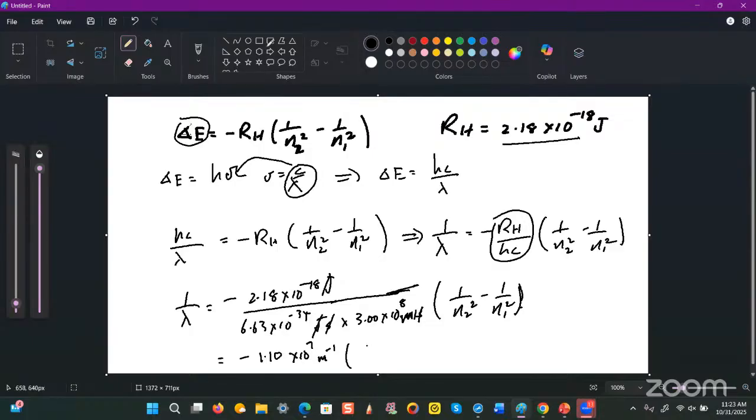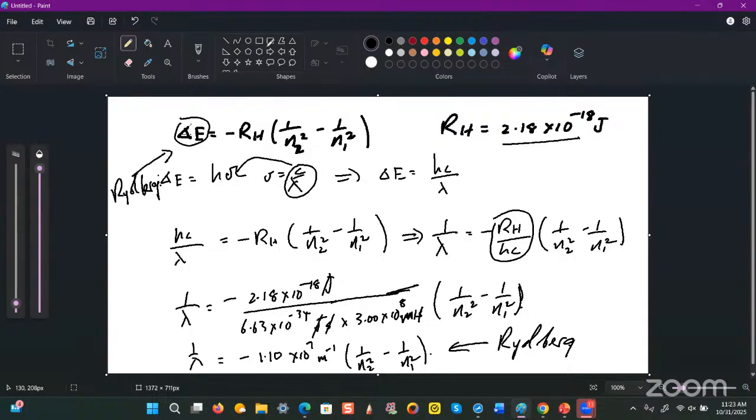Then I'm going to continue to write down the rest, which is 1 over n2 squared minus 1 over n1 squared. And that is the result. So 1 over lambda would be equal to this equation right here. Now, here's the kind of weird thing. In a lot of chemistry textbooks, and even online, you'll see this stated as the Rydberg equation. In other textbooks, they will say this is the Rydberg equation.